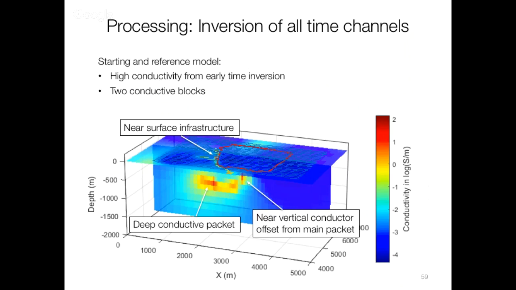So what we're going to do is the inversion of all the time channels, with some near surface stuff that's built into a reference model, and also some deep stuff, and then you let it go. And what you see is that there's a deep conductive packet down here. There's a near surface infrastructure. You basically got rid of a lot of that other stuff that was there. And one thing that's interesting about that, there's a near vertical conductor here that's offset from the main packet. That was really of interest. And that has been drilled and actually found to be a sulfide.